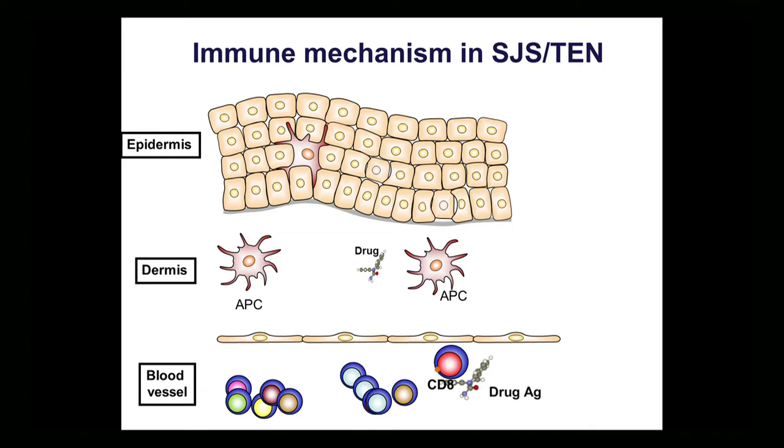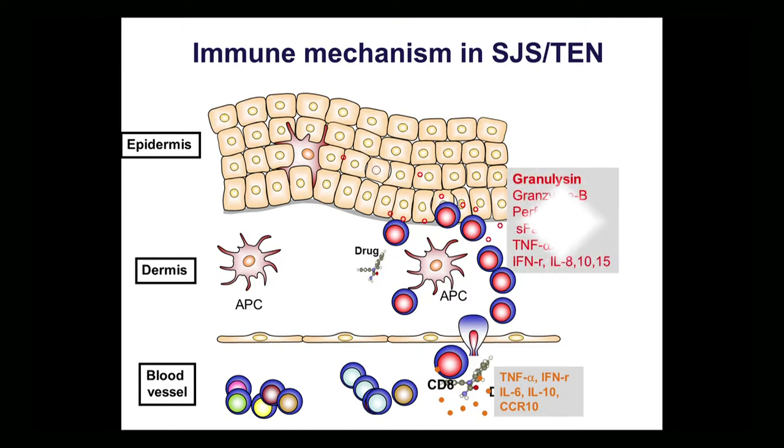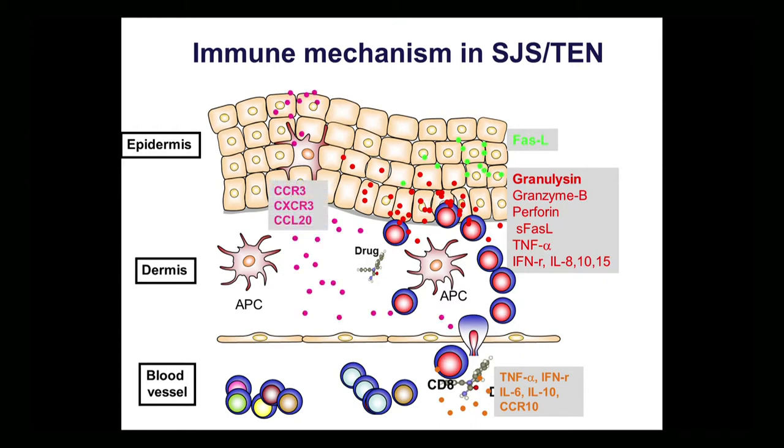The drug interacts with the cytotoxic T cells, and the T cells migrate to the skin. Then there are several cytotoxic proteins, granzyme B, perforin, Fas ligand, that can be released by the T cell. And granulysin itself is an alarmin, meaning it can stimulate the dendritic cell or monocyte to release more chemokine to attract leukocytes or inflammatory cells to the skin. So this is a circle of an immune system that specifically attacks the skin.